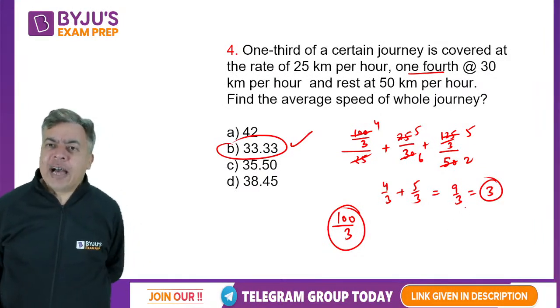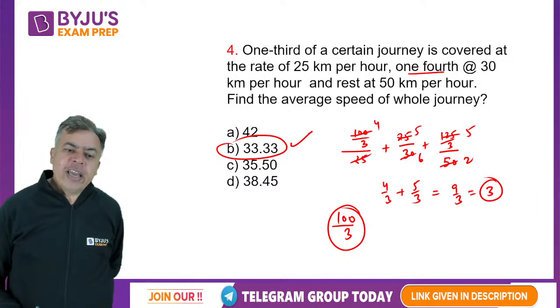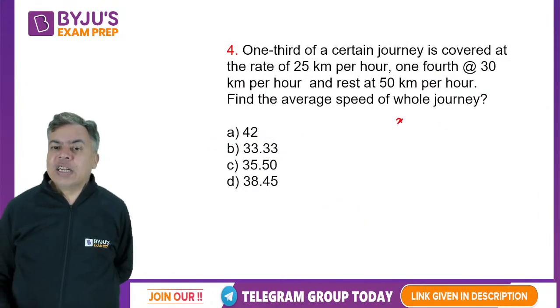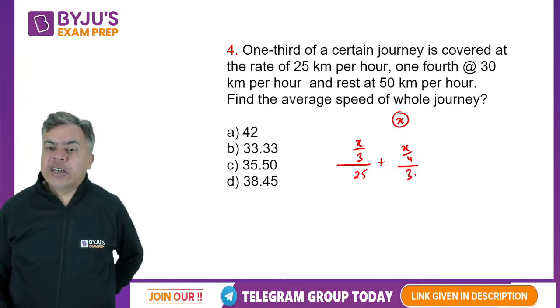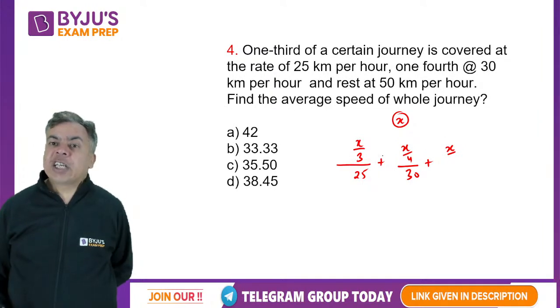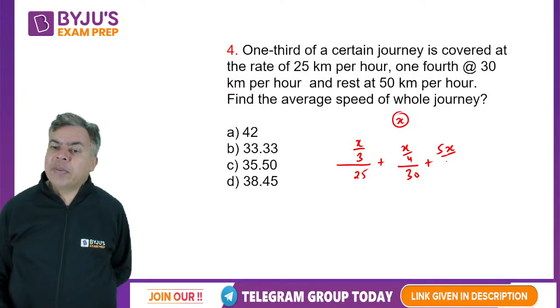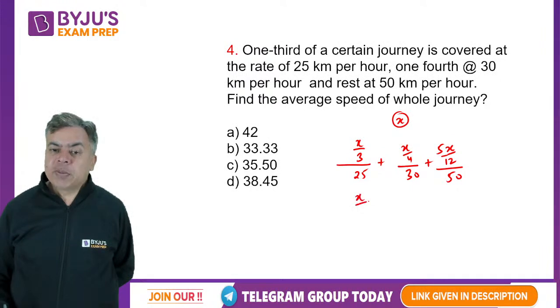You take any value, right? You can take x also, that is the total distance is x. So you are covering the first x by 3 at 25. The next x by 4 at 30. And the remaining will be 1 minus x by 3 plus x by 4, which is 7 by 12, so the remaining is 5 by 12x at 50. So it will become x by 75 plus x by 120. And now 5 you can cancel with 10.